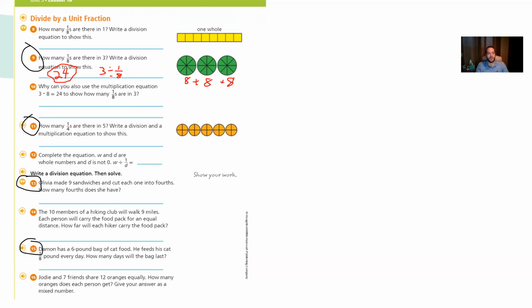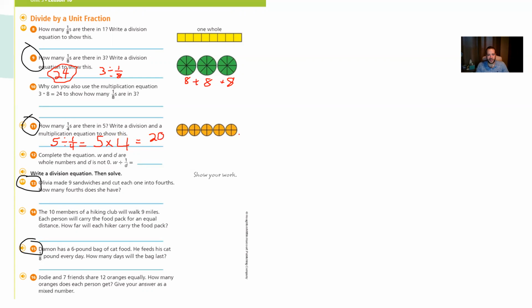Number 11. How many fourths are there in 5? Well, what we're starting with is 5, and we're going to divide them into as many fourths as we can. This is how we find how many fourths are in 5. And then remember, this is the exact same thing as keep, change, flip. 1/4 is 4/1, and 4/1 is 4. So this answer is 20.